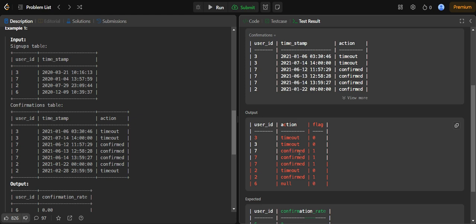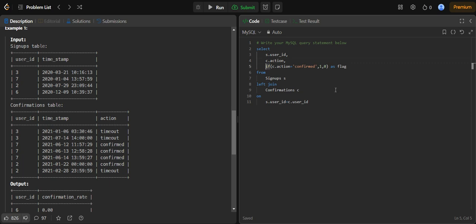Now if I group by user ID and take the average of flag, for user ID 3 that is 0 plus 0 by 2, the answer will be 0. For 7, 1 plus 1 plus 1 divided by 3, the average will be 1. For user ID 2, 0 plus 1 by 2, that is 0.5. What is the average for 6? 0 by 1, so the answer is 0.